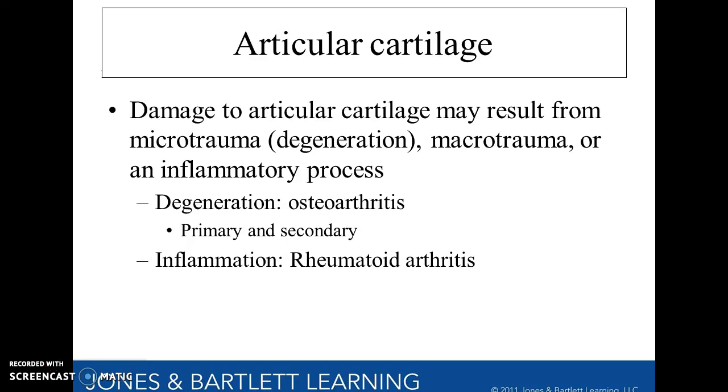We talked about damage to articular cartilage, and that can be from degeneration or osteoarthritis, which can either be primary, which there is no known cause of that type of osteoarthritis, or secondary, which is a result of a trauma or a fracture or something to the bone later on, or inflammation, which is rheumatoid arthritis. So be sure that you know the differences between primary and secondary osteoarthritis, and that rheumatoid arthritis is an inflammatory process.